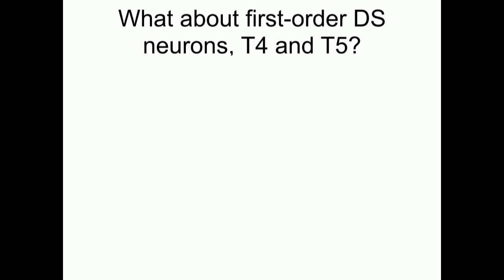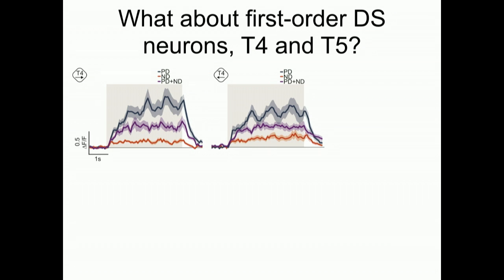Okay, so what about first order DS neurons, T4 and T5? If you subscribe to this model that I showed earlier, where the opponency is generated by the subtraction of two oppositely tuned upstream neurons, first order neurons should not be able to be opponent, right? By definition, they are the earliest direction selective cells, and they are not getting direction selective inputs. So we presented these same stimuli, and this is what we found.